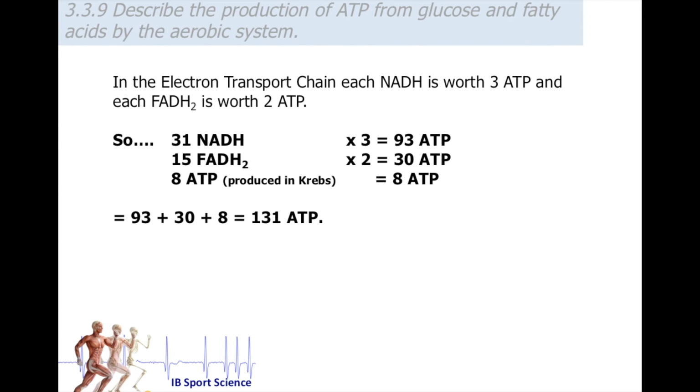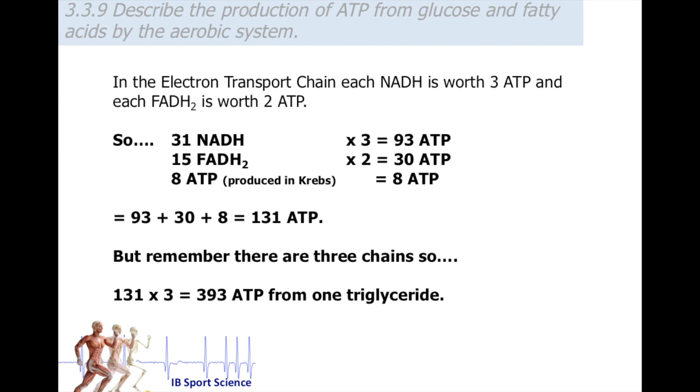Now this seems quite a lot in itself, but don't forget that we're talking about a triglyceride. So there's 3 fatty acid chains. Let's assume for a minute that we've got 3 fatty acid chains which are all exactly the same. There's going to be 3 chains of 131 ATP. That's going to give us 393 ATP molecules from 1 triglyceride. And that's not even considering the amount of energy that's produced by the glycerol head going through to form pyruvate in glycolysis. As you can see, this is a huge amount of energy compared to the breakdown of a single glucose molecule.